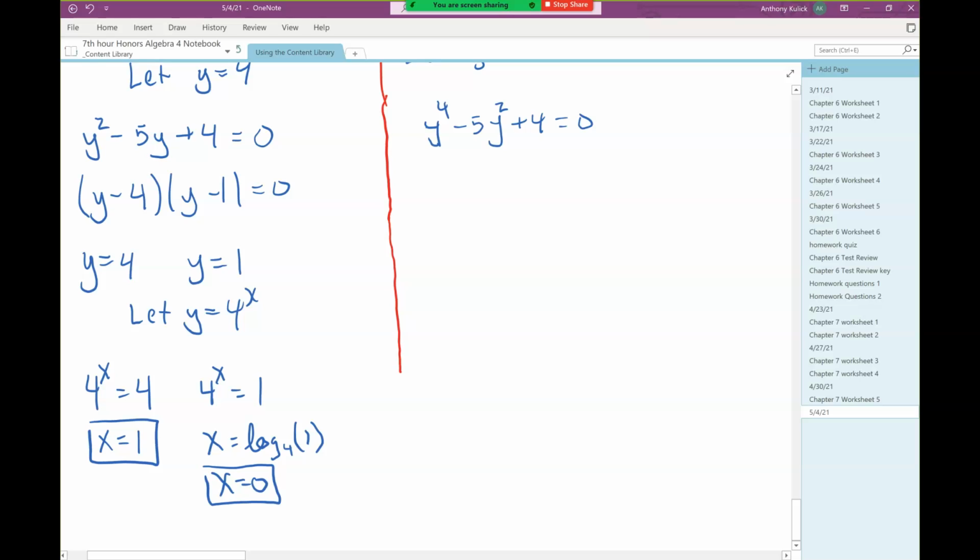So this, y to the 4th minus 5y squared plus 4, isn't quadratic, right? Because it has a y to the 4th. But it's in that quadratic form. This was something that we learned how to factor already. You guys remember doing that? That we can factor this just as y squared minus 4 and y squared minus 1. Everybody's okay with that? Remember doing that?